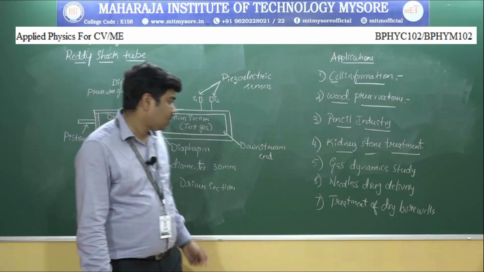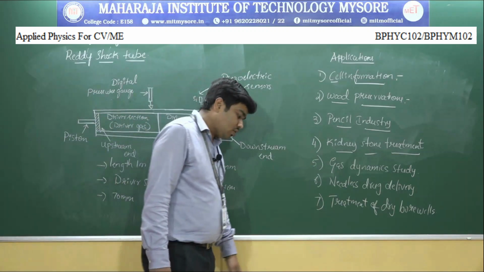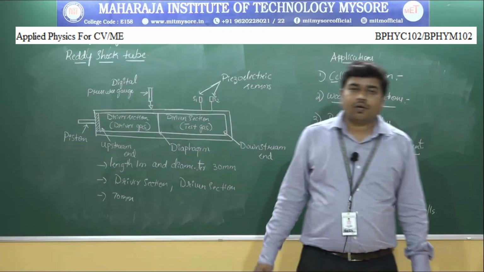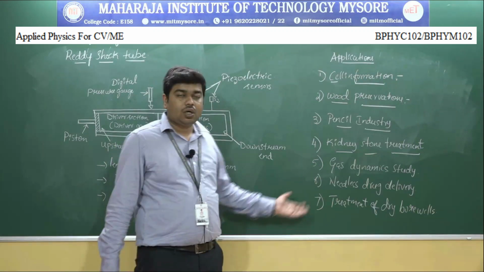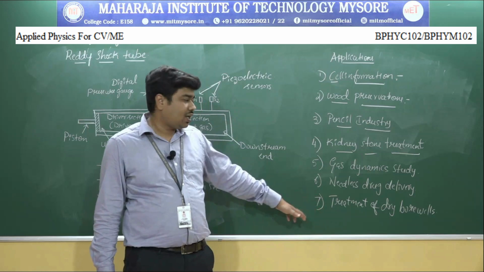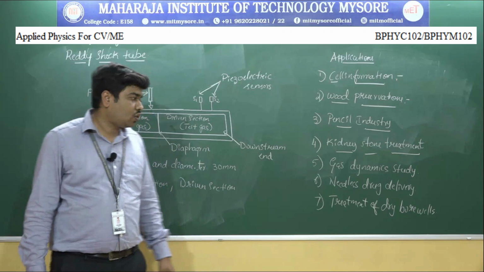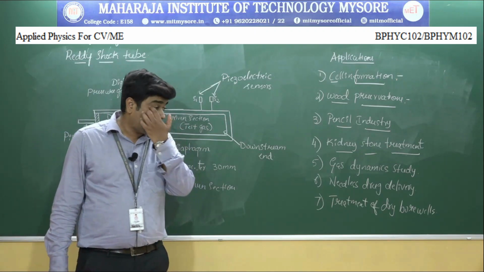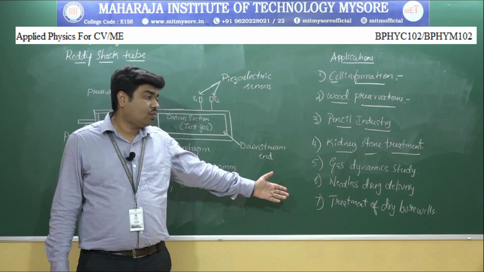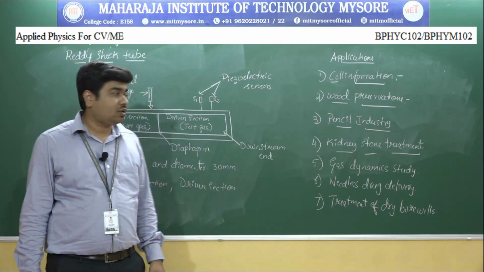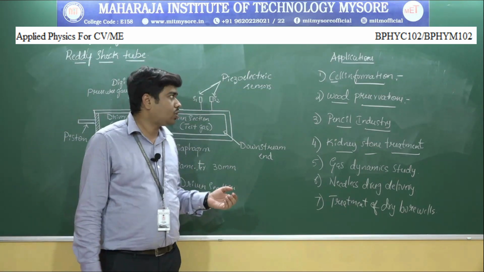inside the human body. Now, seventh one is treatment of the dry borewells. The borewells usually will be dry because of some kind of blockage of the water source. Using a shock tube, the shock waves can be sent inside the dry borewells, and any blockage can be removed because of the strength of the shock wave. And once the blockage is removed, the source of the water can be brought back to the dry borewells. So, this is how the shock waves can be used for application purposes.